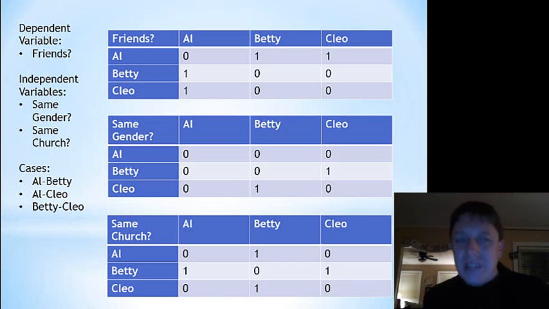Al is also friends with Cleo. Cleo and Betty are not friends, which is why there's a 0. And then there's a diagonal. And we're just entering those as zeros because that's non-meaningful information.